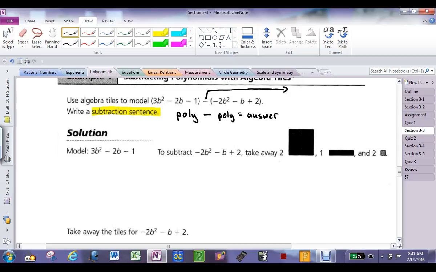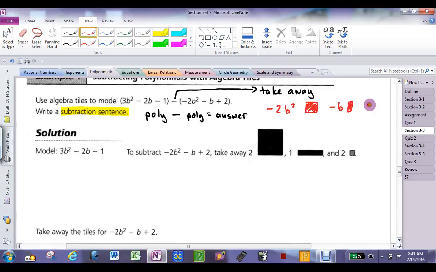What does subtraction mean in English? Take away. So this question is saying I'm starting with this polynomial, and I'm going to take away what? I'm going to take away a negative 2b squared, which would look like b squareds are the big shaded ones. I got to take away 2 of them, and I got to take away a negative b, which is 1 bar, and I got to take away 2, which is 2 of those guys, right?